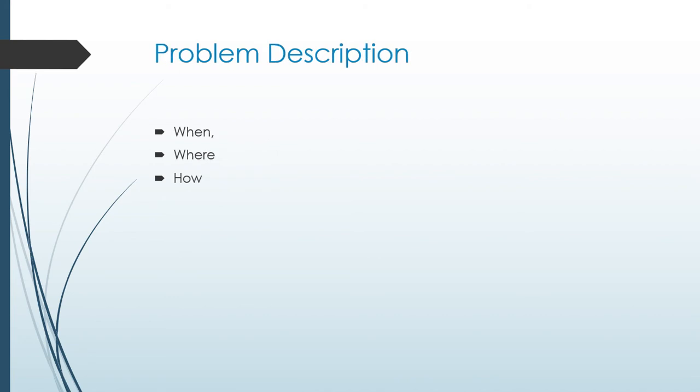So let's see how we can solve this problem of mobility. So I'm going to start with what the problem is, like how a fog computing problem arises. There are three things that we need to think about in fog computing: the when, the where, and the how.